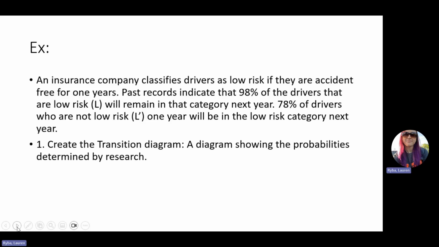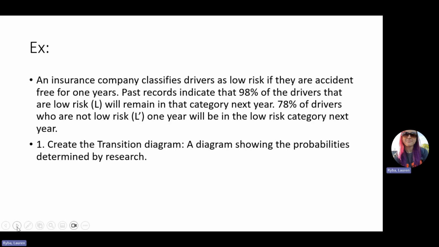It says, an insurance company classifies drivers as low risk if they are accident-free for 1 year. Past records indicate that 90% of drivers that are low risk will remain in that category next year. 78% of drivers who are not low risk 1 year will be in the low risk category next year. So step 1, create a transition diagram, which is a diagram showing the probabilities determined by research.